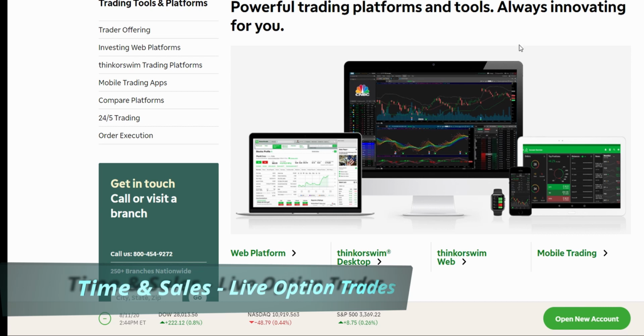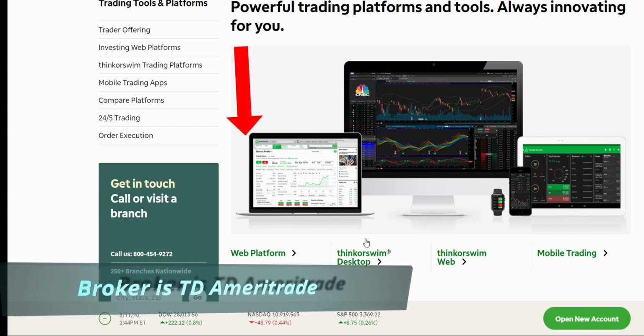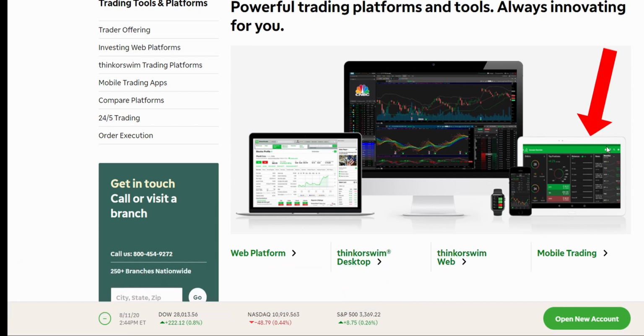What I'm showing you right here is the website for TD Ameritrade. It's a bit confusing sometimes because they have a web-based platform right here. And then they also have mobile trading on your phone. And then they have something called ThinkorSwim.